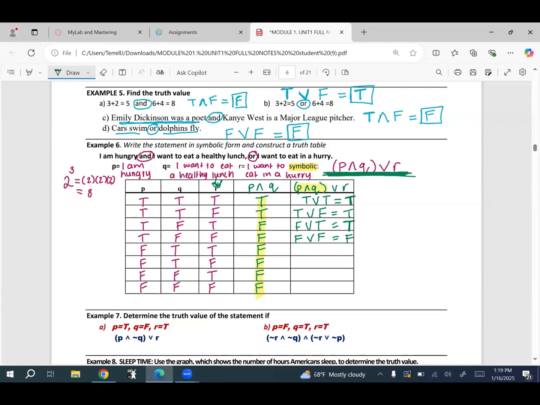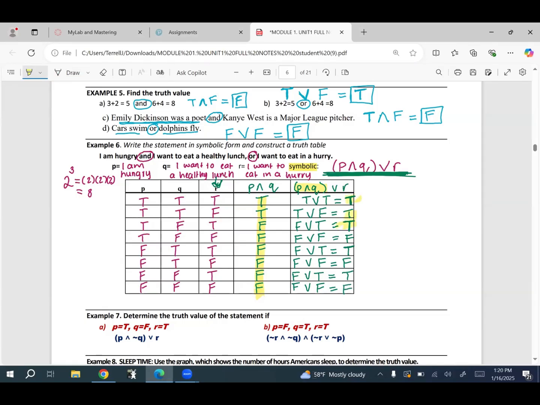And then next, false or true would be what? Good, true. At least just one of them has to be true for it to be true. Next, false or false would be false. Or true would be true. Last one, false or false. What would that be? False. Good.